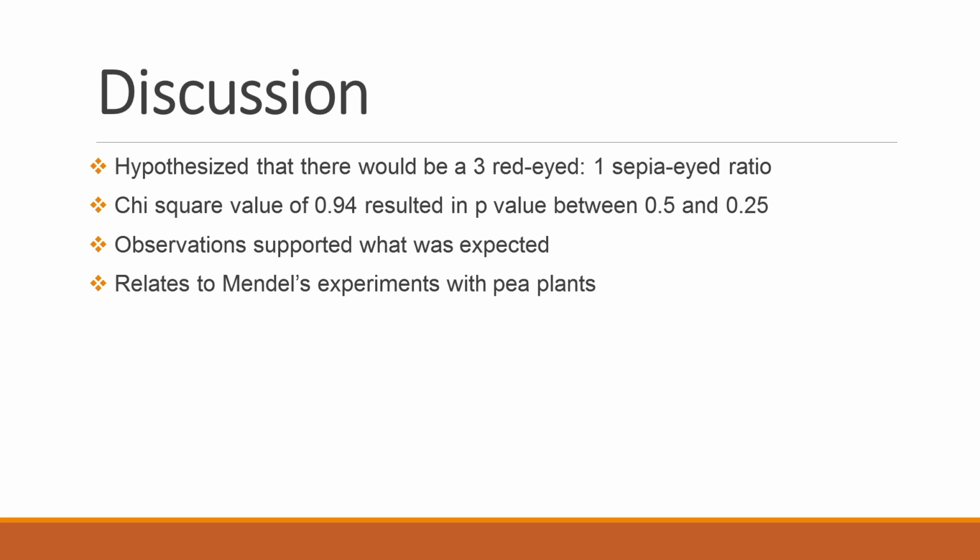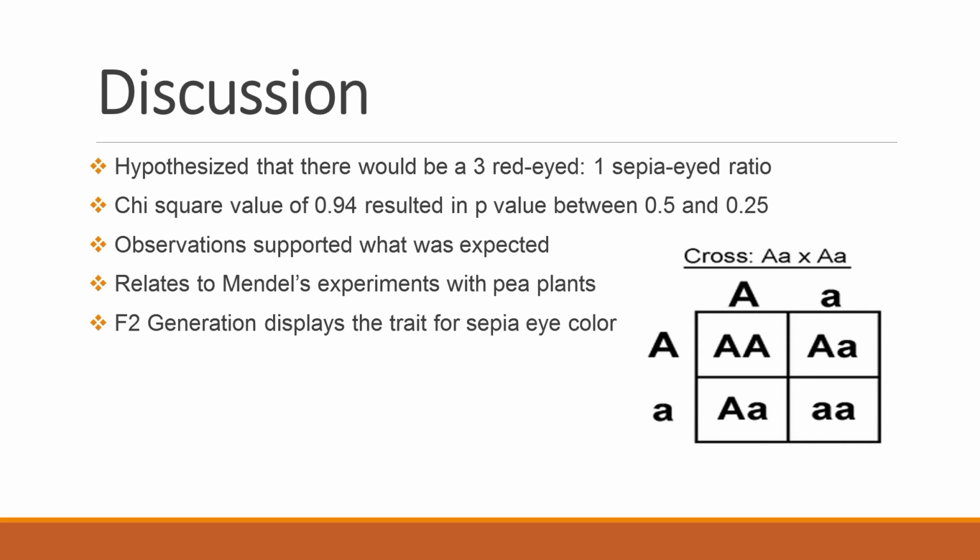This directly relates to Mendel's experiments with pea plants, in that our F2 generation displayed a 3 to 1 ratio. This is shown by the following cross, where the two individuals being crossed would be individuals from the F1 generation. As you can see, they're both heterozygous, displaying the dominant phenotype, in this case red eyes, but they both carry the recessive phenotype, sepia eyes.